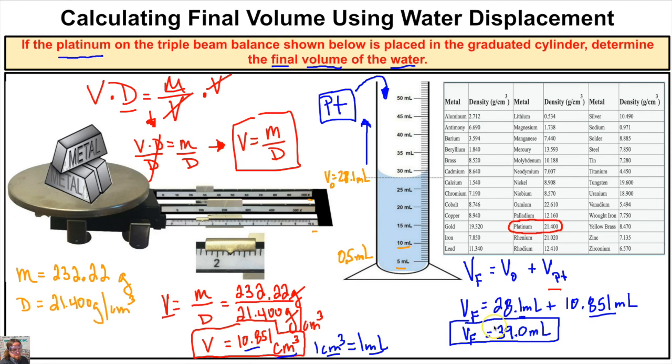So what is the final volume of the water going to be? It looks like it's going to be about 39.0 milliliters. So 39.0 will end up being right here, and so the final volume of the water, once we place this platinum in here, is going to end up being 39.0 milliliters.